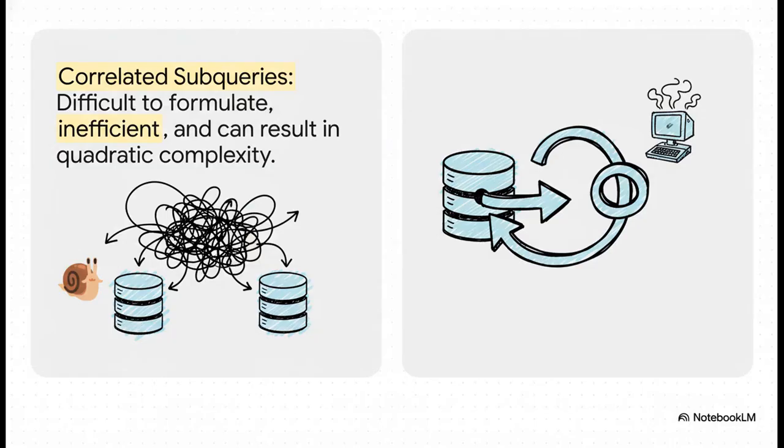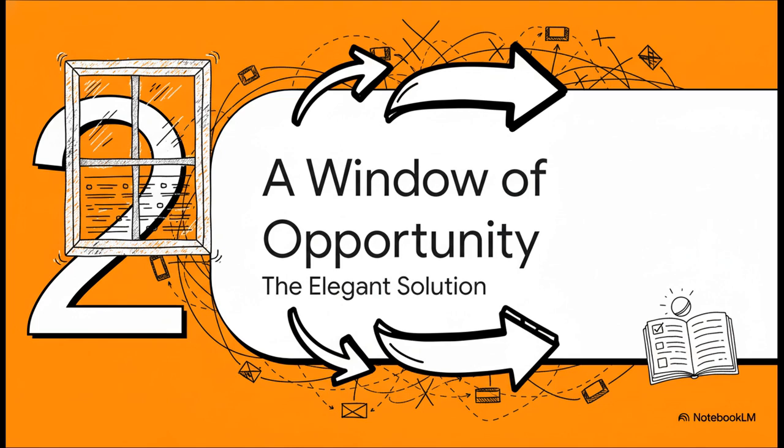The old school ways of getting around this are, let's be honest, a total mess. You'd have to use things like correlated subqueries or self-joins, and these aren't just a nightmare to write and read, they can be terribly inefficient. They often lead to something called quadratic complexity, which is a fancy way of saying that for every new row you add, the query gets exponentially slower. It can literally grind your database to a halt. And this is exactly where window functions come into play. They give us an elegant, powerful way to just sidestep all that complexity and solve the problem directly.